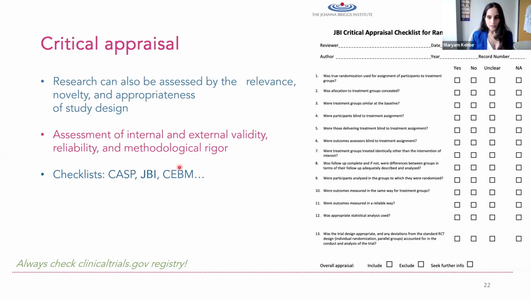There are checklists for these purposes. Some of these I've listed here: the CASP, the JBI, CEBM, Center of Evidence-Based Medicine. I will actually walk you through an example today using the JBI checklist. All of these are quite straightforward. Each of these has specific criteria that you would sort through to see whether an RCT meets those criteria. They are quite similar in nature, so it's up to you on which checklist you would like to use.